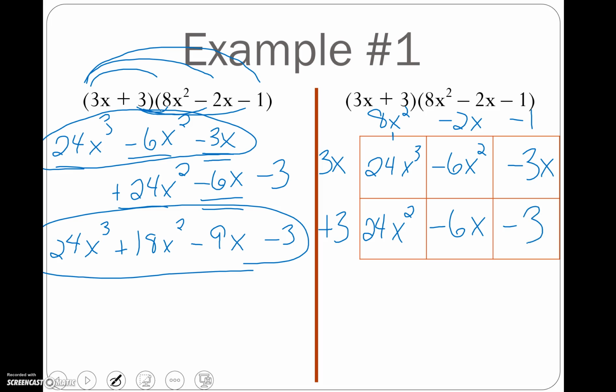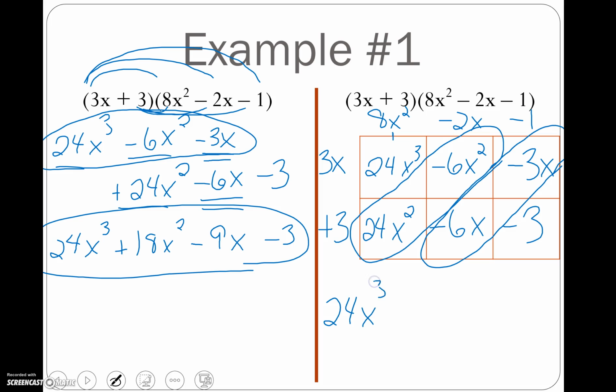Now what's different between this method and the distributive method is all about how it's organized. As you're going to see here, the diagonals are what we're going to be combining in this case. So like I said, we're combining our like terms. That 24x cubed you see has nothing to combine with, so I'm just going to rewrite that. I'm still going to combine the 24x squared and negative 6x squared like I did before, getting 18x squared. And the two x's combine to give us the negative 18x. And as you can see, the negative 3 has nothing to combine with. So in both cases, this answer and this answer are the same. It's just a different method to do it.